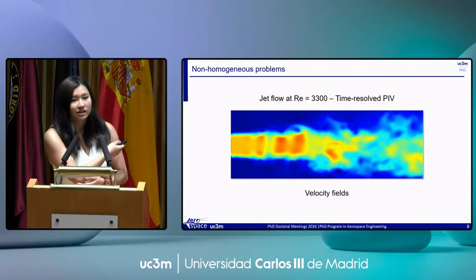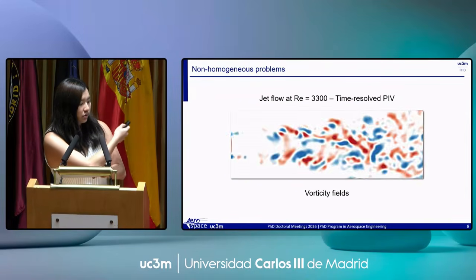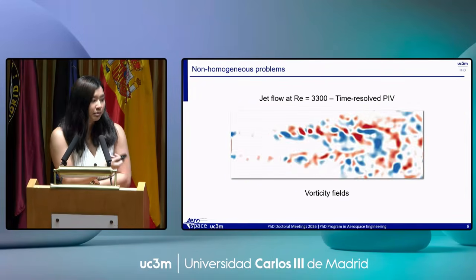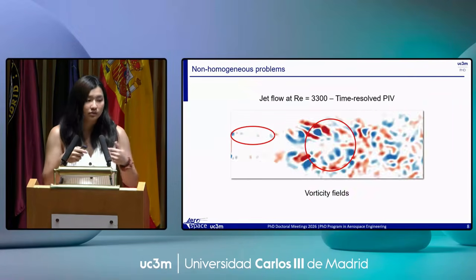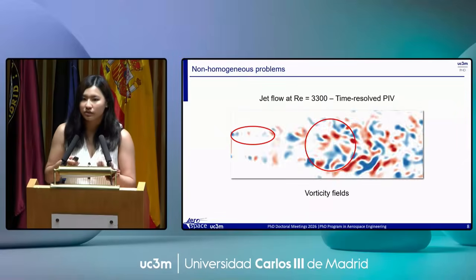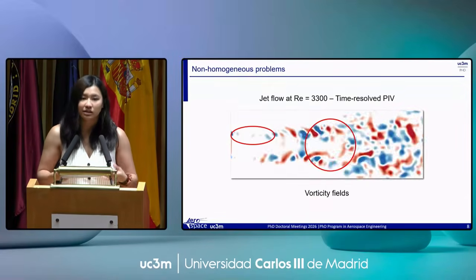Now, the next problem I wanted to tackle was the problem of multi-scale flows. So let me give you this example of the jet flow. We are seeing the velocity fields, but I want you to focus on the vorticity fields. The problem here lies in the fact that in the same flow field, we have different scales with different characteristic lengths and different characteristic times evolving at the same time.